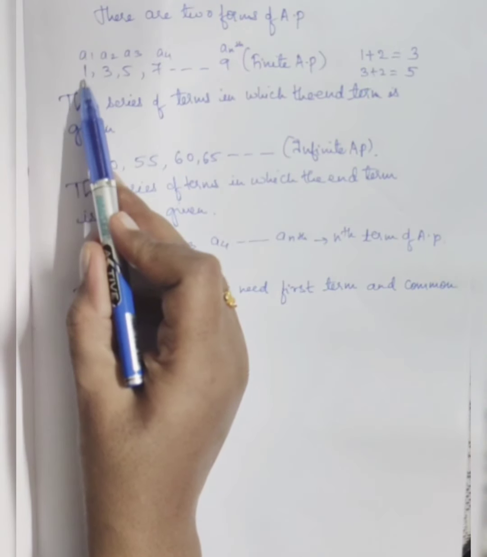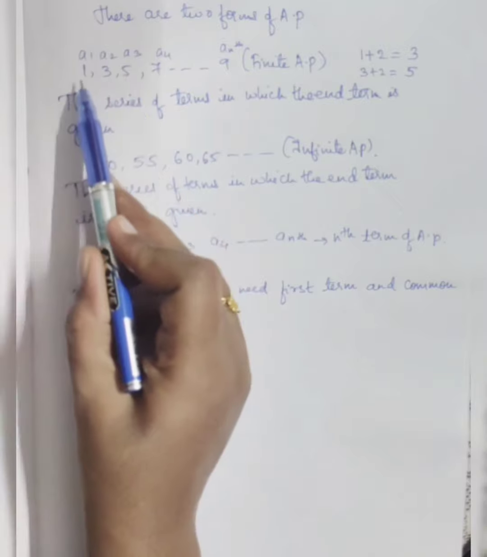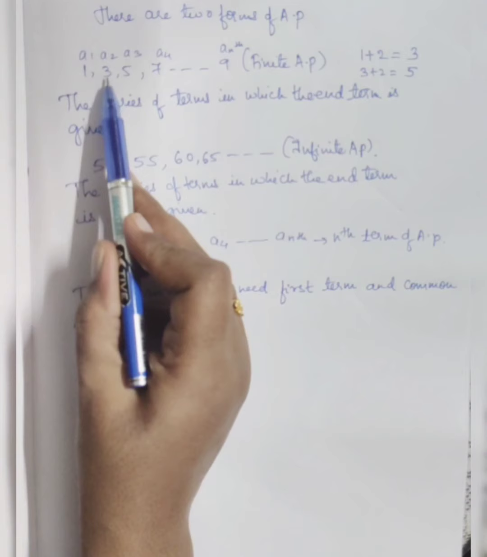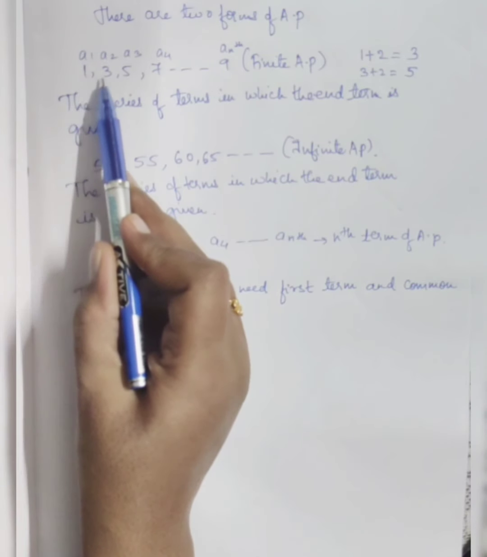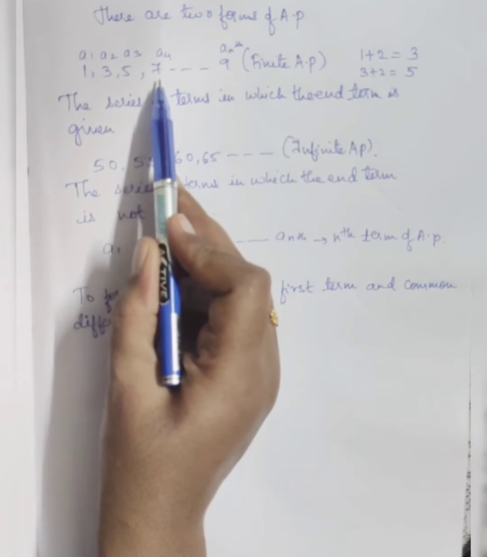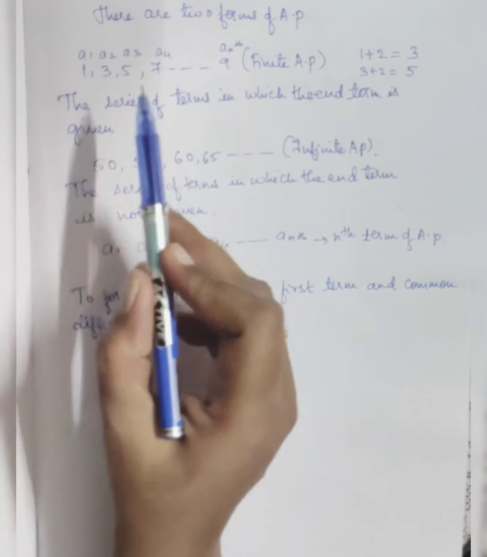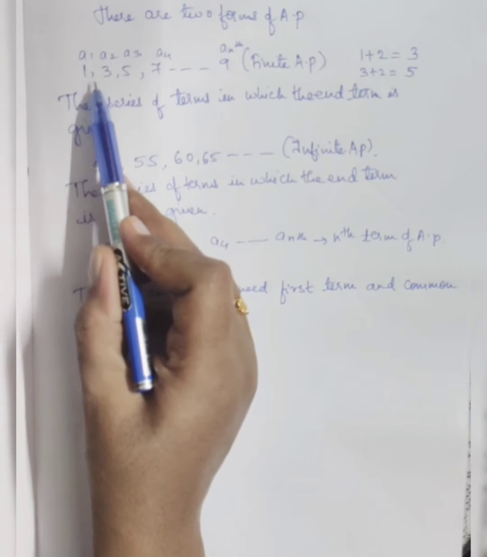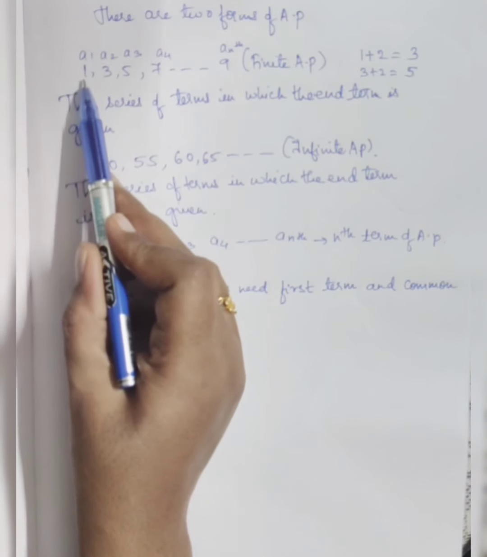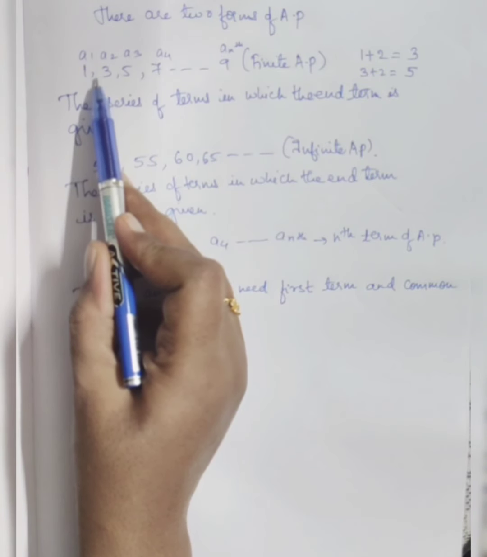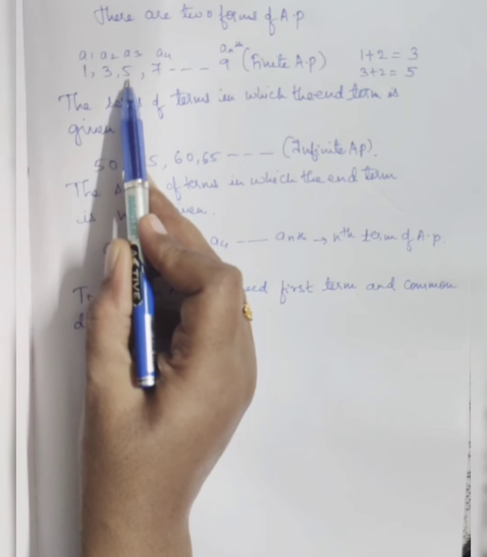There are two forms of AP. One is finite AP and another is infinite AP. So let's see the example for finite AP. That is 1, 3, 5, 7 up to 9, where 9 is the end term. What is finite AP? The series of terms in which the end term is given. Now you can see in this example the end term is 9. If the end term is given, that means it is finite AP. And you can denote the numbers as A1, A2, A3, A4 up to AN, where AN is the end term.